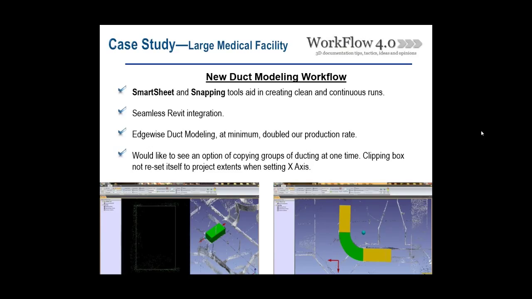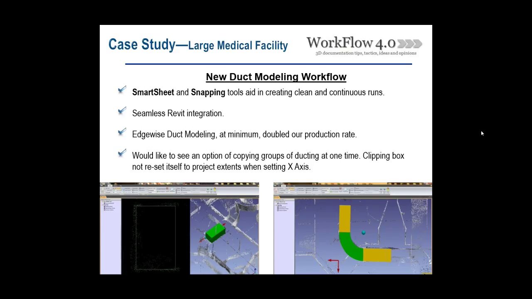The only couple things that I would love to see added is copying. Many times, like in the medical facility, there are these bay bump outs, and the way the ducting goes into them, they are identical. And when you've got 30 of those bays, it would be really nice to create one complete bay, copy the whole ductwork of that bay, and move over to the next one.